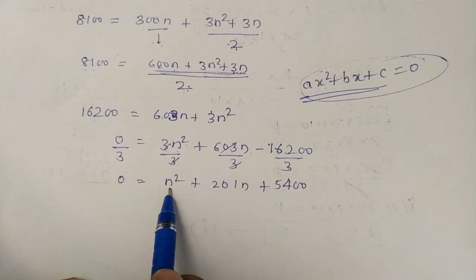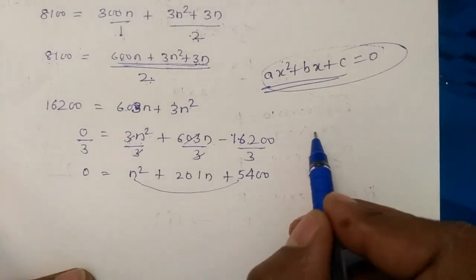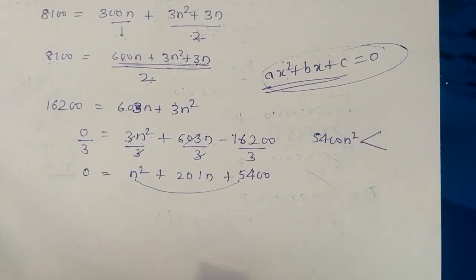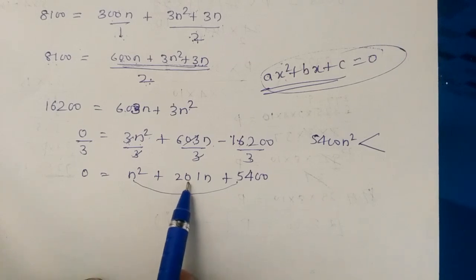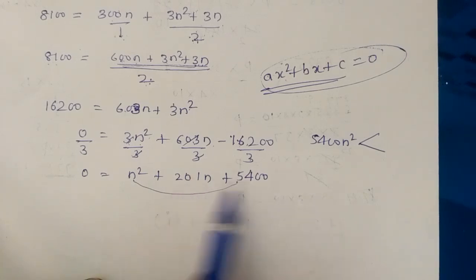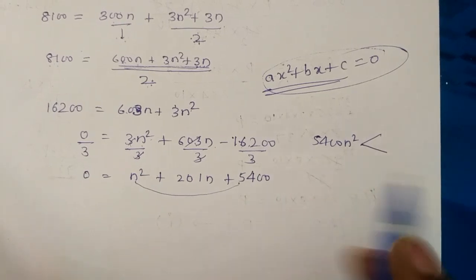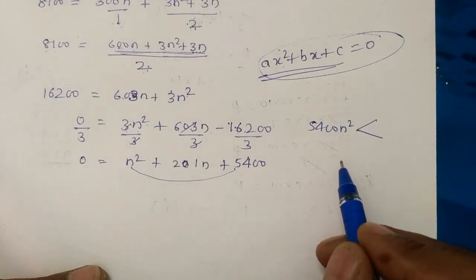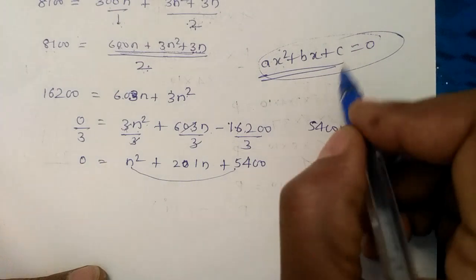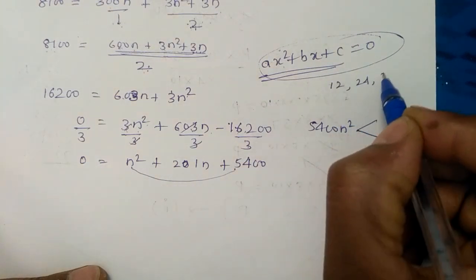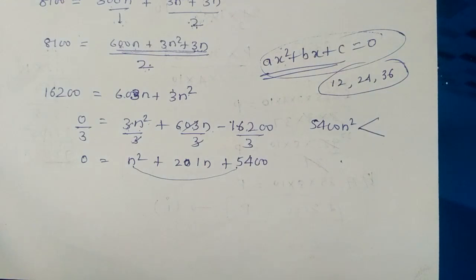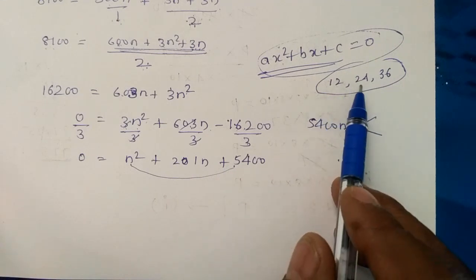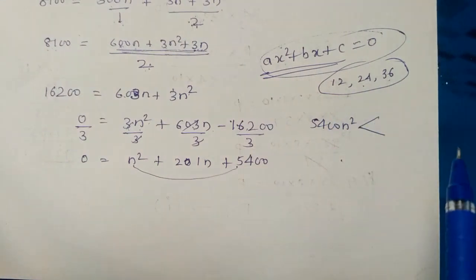How to solve the quadratic equation? Multiply the first and last. What do you get? 5400 n square. How to split this 5400 n square such that we need 201 here? For that we have some other tricks. For this kind of problem we may get the answer as 12 months, or 24 months, or 36 months. Usually from these 3 values only we will get it. So let us think: for this problem, are 12 months correct, 24 months correct, or 36 months correct? So how to get it?